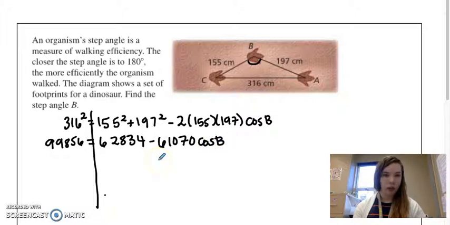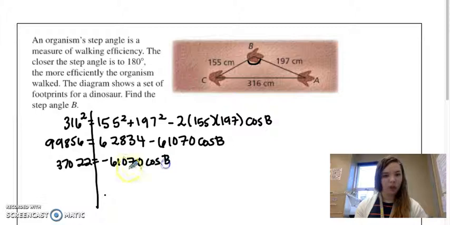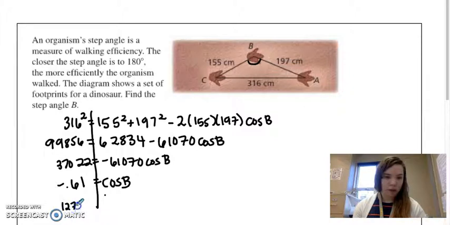Okay, keep going by subtracting 62,834. Okay, then I'm going to divide by 61,070. Negative 0.61 equals cosine of B, and then I have to take the inverse of that. So I got 127.3 degrees is angle B.